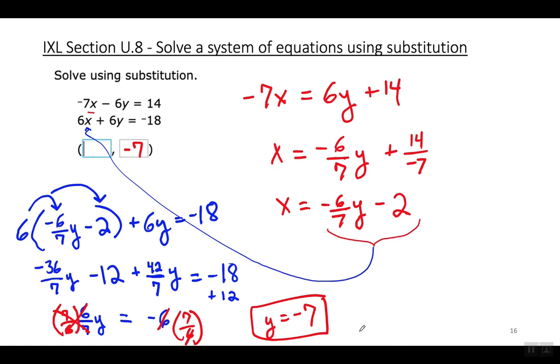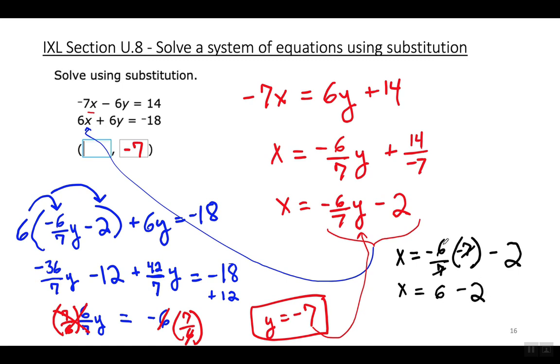Okay, now I'm just going to plug in that y equals negative 7 right here. All right, let me try a different color because this is getting confusing. So if I plug in the negative 7 right there for y, I'm going to have x equals negative 6 over 7 times negative 7 minus 2. Right here, the 7's cancel out. So negative 6 times negative 1 is positive 6. If that confuses you, you could have thought about this as negative 6 over 7 times negative 7, which is positive 42 over 7, and 42 divided by 7 is 6. So 6 minus 2 is 4, so x equals 4.